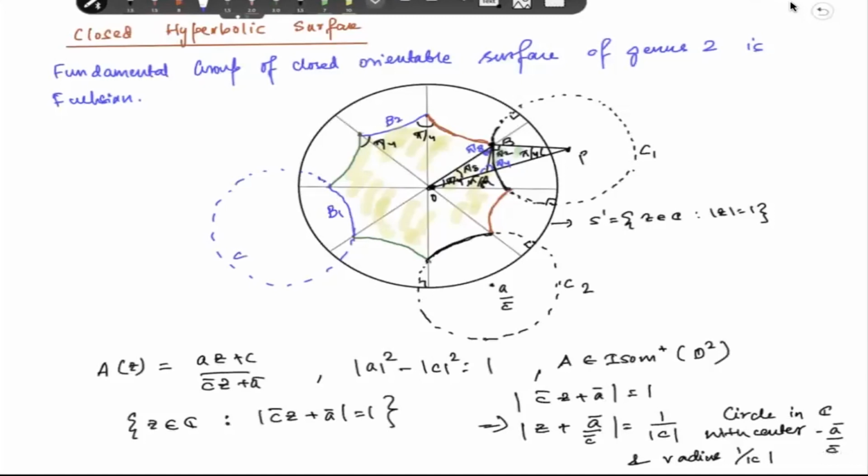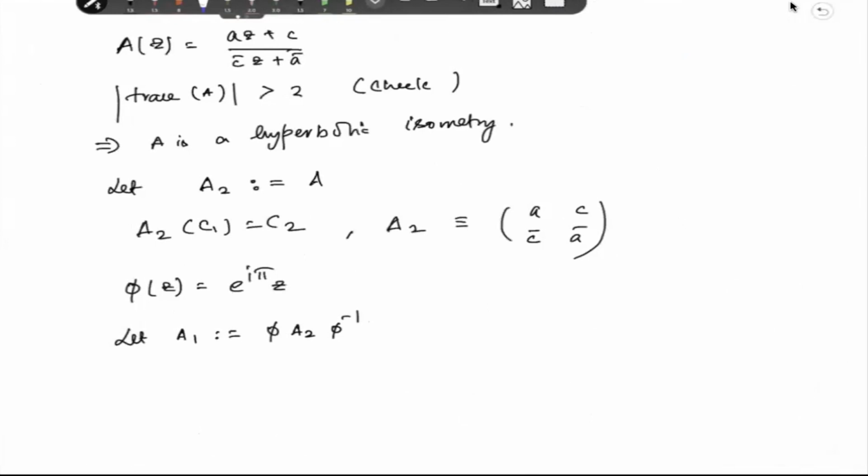So if I call this my C1 prime, and if I draw the same circle here corresponding to this B2, call it C2 prime. So this A1 will take this B1 to B2. So check this thing.